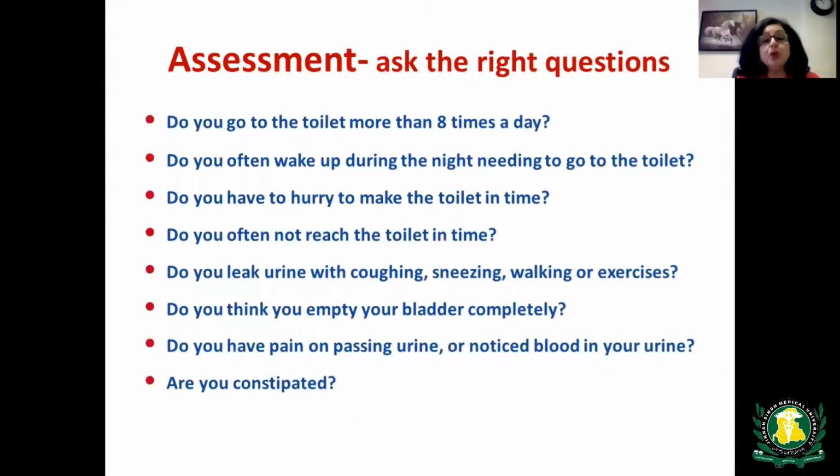So what are the right questions you need to ask? It is very, very important to investigate it fully before you start making a management plan. The commonest question you should be asking is, if a woman goes to the toilet more than 8 times a day. I mean, if you think about the intake of fluid per day, it's approximately 2 to 3 liters a day. And that includes the water they drink, the tea or coffee they drink, or any other fizzies, etc.